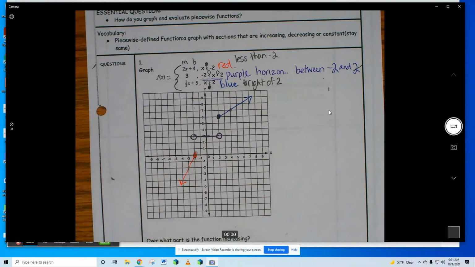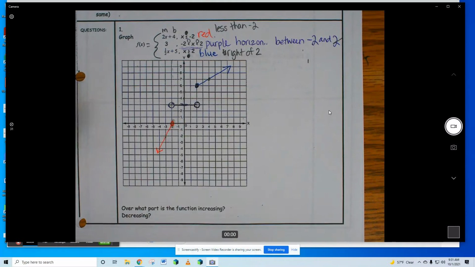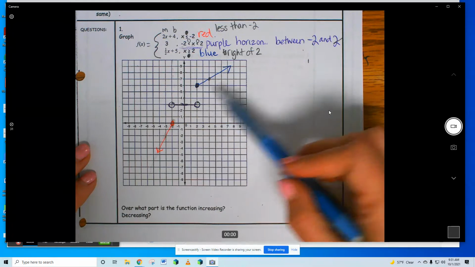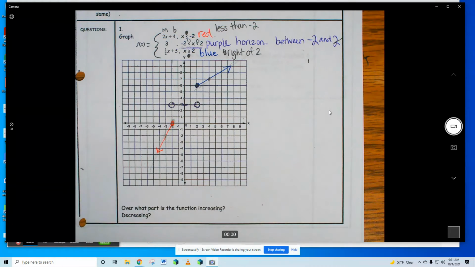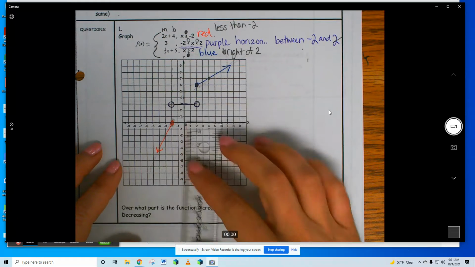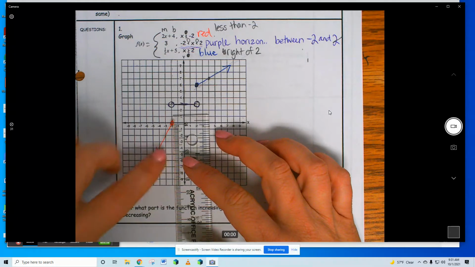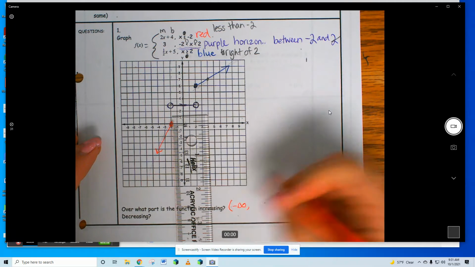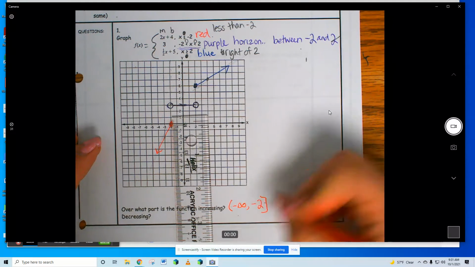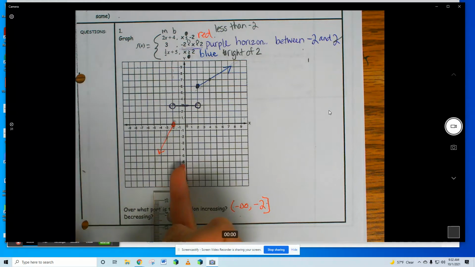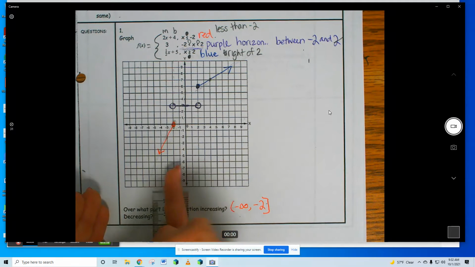Over what part is the function increasing? It goes up twice. It's up right here and right here. But I have to tell you the boundary zones. Like, what's it in between? Okay. So this red line going up, it's in between negative infinity because it's going to go forever down. So negative infinity, parentheses, negative infinity, and it stops at -2, bracket. It stops at -2.